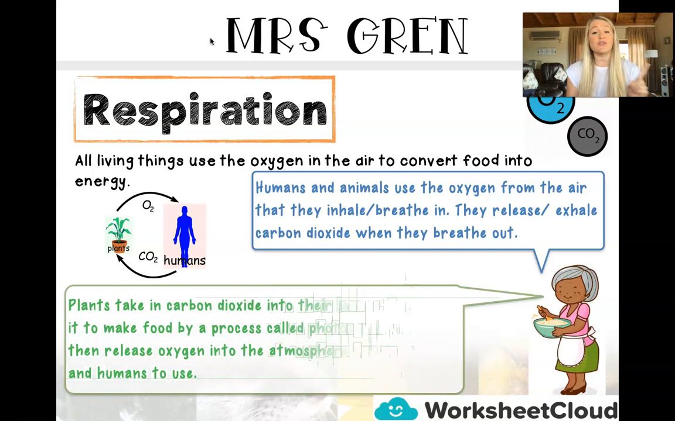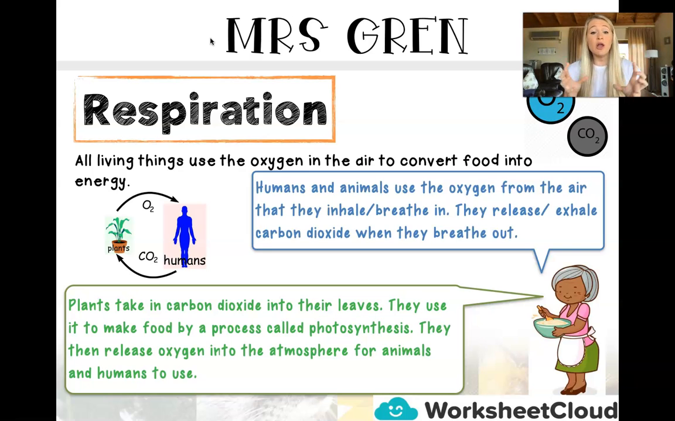Now, plants, funny enough, do the opposite. Plants take in carbon dioxide into their leaves. They use carbon dioxide to make their own food by a process called photosynthesis. Big word, but it is a cool word to say, photosynthesis. So they take in carbon dioxide from the atmosphere, and they use it to make their own food by a process called photosynthesis.